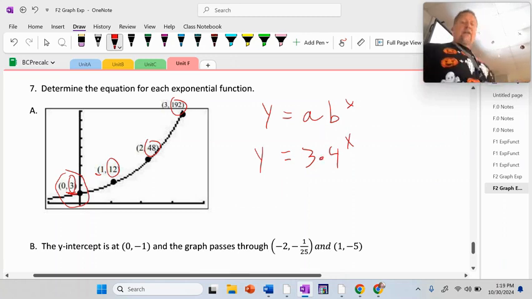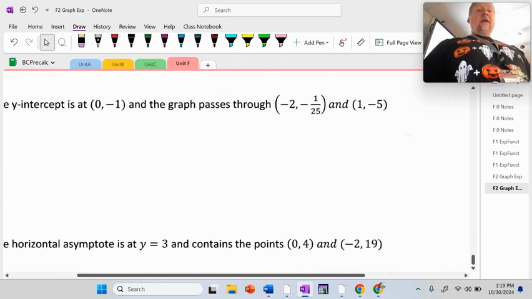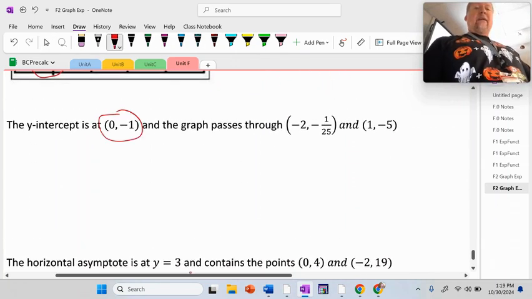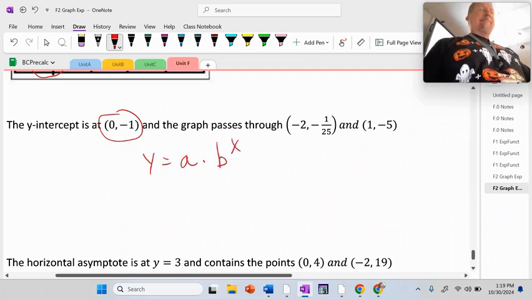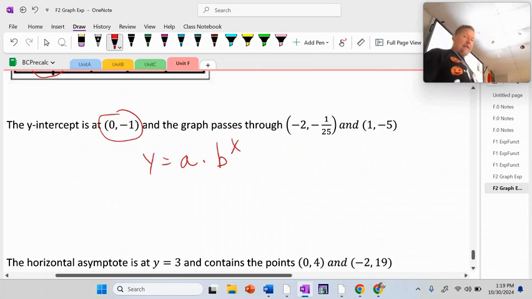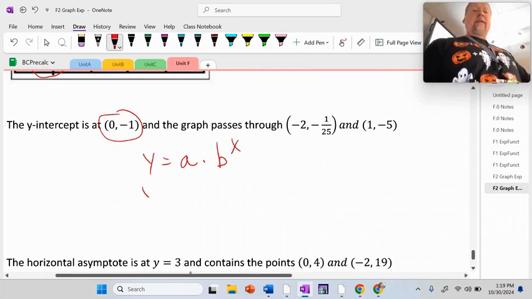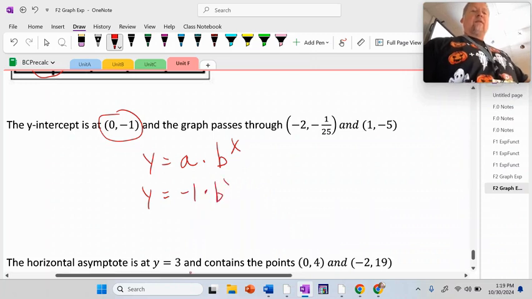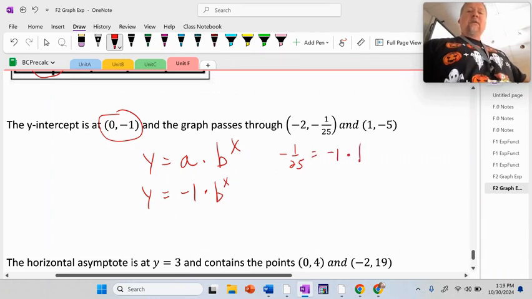Of course, it's going to get more challenging. All right. Hey, the y-intercept is 0, comma, -1. So what letter does that represent? Yet again, A. And then actually what you do on this is do a system. So I have -1 times b. Well, they gave us this point. Input, say it. So that means -1/25 equals -1 times b raised to the -2nd.